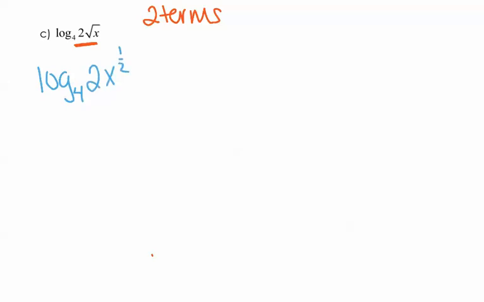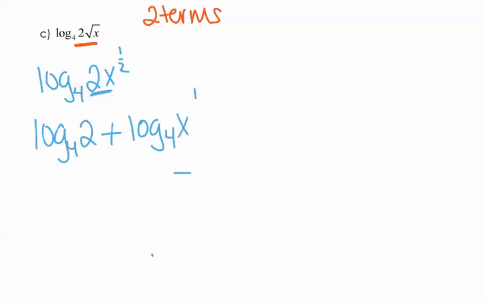So when I take that radical x and change it to x to the 1/2, now I clearly see that I have a power, so I don't want to leave that radical in my final answer, because that wouldn't be fully expanded. So I'm going to break this up into the log base 4 of 2, that's one term, plus, because these are being multiplied, log base 4 of x to the 1/2.